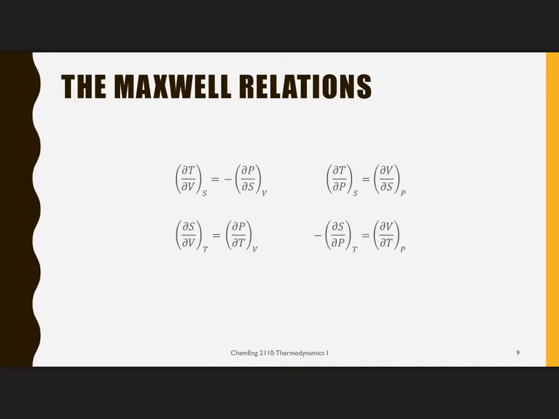From those equations, we can take the second order partial derivatives with mixed variables and develop the Maxwell relations. (dT/dV) at constant S is negative (dP/dS) at constant V. (dT/dP) at constant S is equal to (dV/dS) at constant P. (dS/dV) at constant T is (dP/dT) at constant V. And finally, negative (dS/dP) at constant T equals (dV/dT) at constant P.